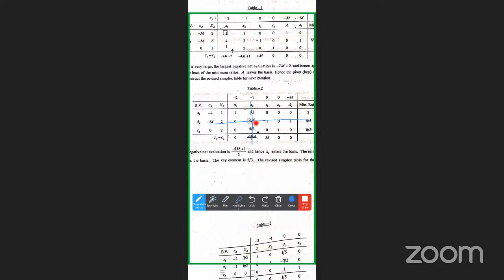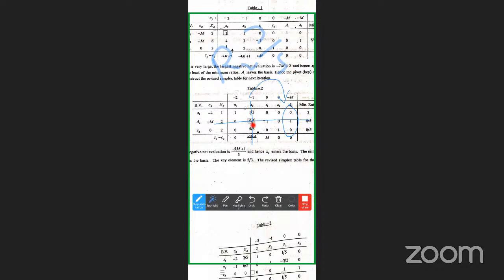In the next step, R2 is multiplied by 3 by 5 to make this element 1. This is A2, and A2 is replaced by x2. That's why we are converting x2 as 0, 1, 0 in the matrix. By using row operations, to make this element 1, R2 into 3 by 5. Multiplying by 3 by 5, we are getting 1.